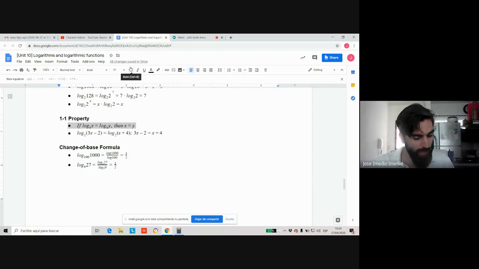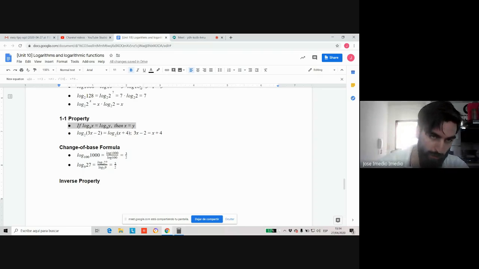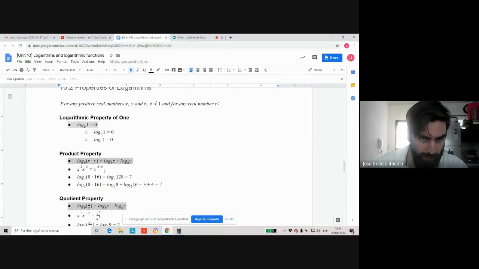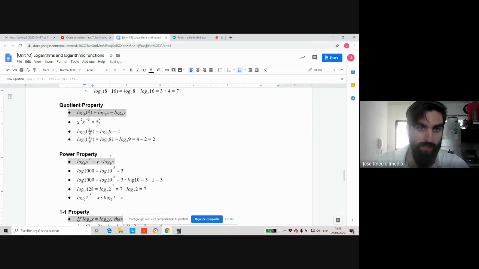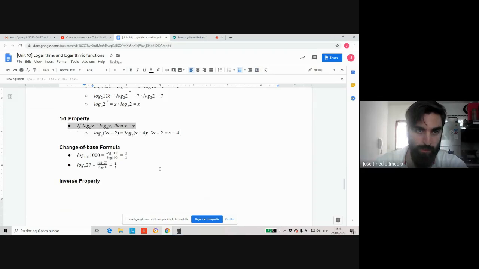And here we come with the last property. That's the inverse property of logarithms. Actually, let me correct this because I wanted this to look this way. Because for the last example, I have two cases, so I want to make it very, very clear. So this one goes here.